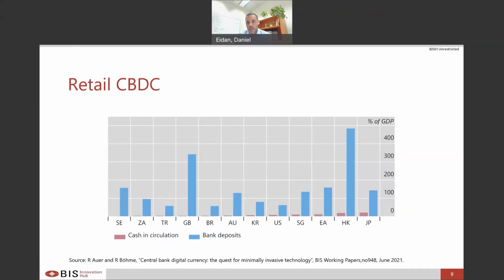This gives a quick snapshot of different countries and what their balance is between bank deposits, that's retail money that sits within the bank, versus cash in circulation, which would be the equivalent of the cash that you have in your hand. As we work on retail CBDCs, one of the main things that we're looking at is how these ratios may change. You can read more about this in the paper linked below, CBDC, the quest for minimally invasive technology, which was just recently published in June of this year.